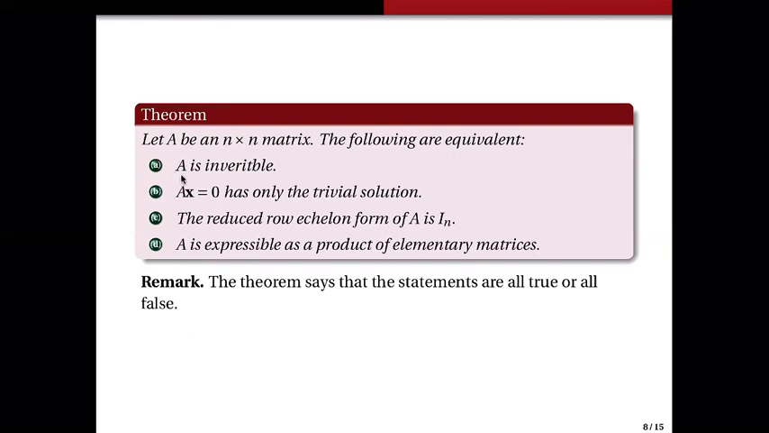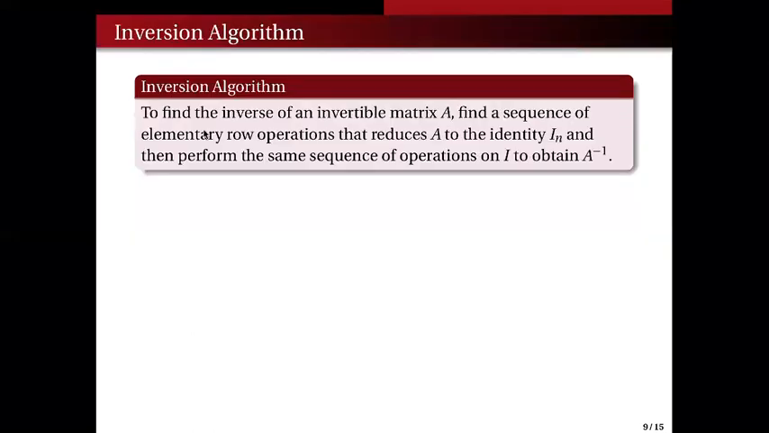So to get an inverse of an invertible matrix, say A, we use what we call the inversion algorithm. To find the inverse of an invertible matrix A, find a sequence of elementary row operations that reduces A to the identity matrix In, and then perform the same sequence of operations on I to obtain A inverse.